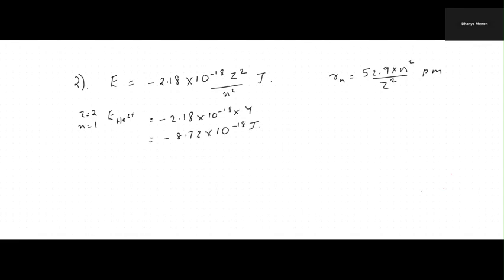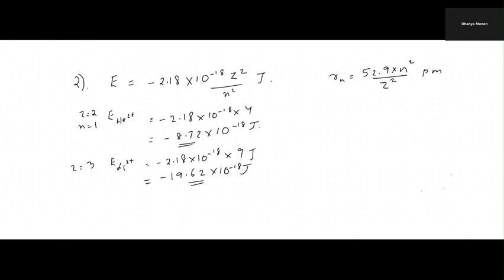Now, similarly for lithium ion, Z is equal to 3. So minus 2.18 times 10 raised to minus 18 times 3 square, which is 9, by 1. The orbit is the same, one. So this comes to minus 19.62 times 10 raised to minus 18 joules. Okay, so these values you are getting.